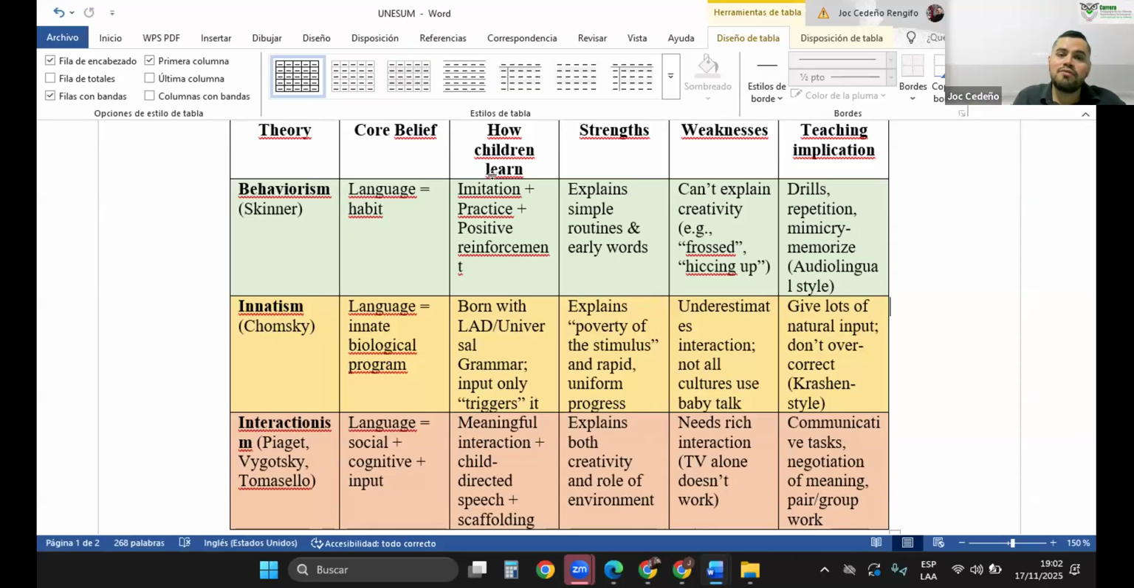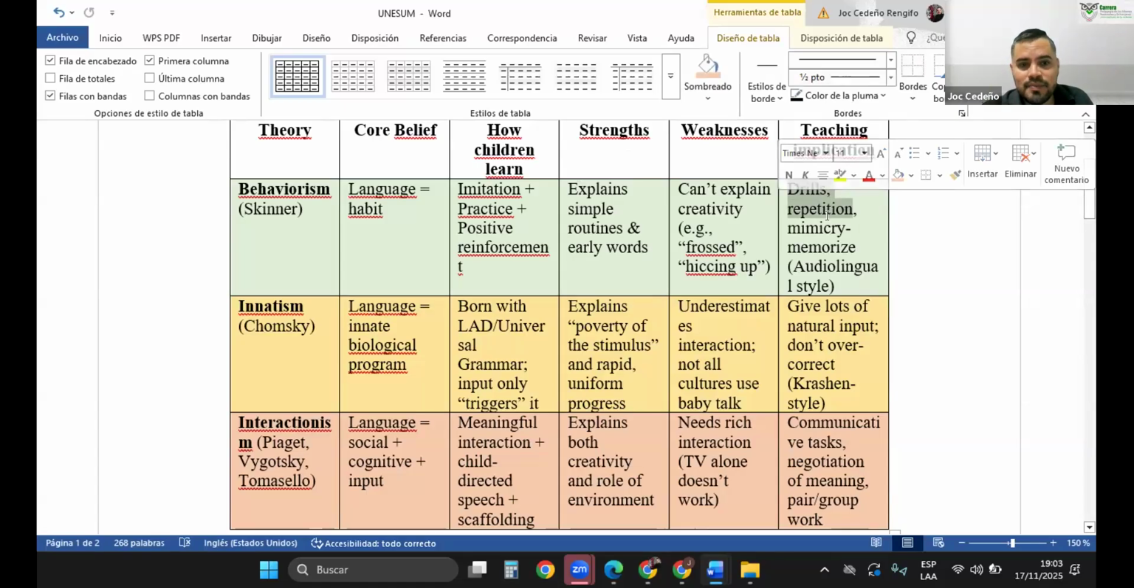So imitation and practice are the key, and also positive reinforcement. Okay, you give constructive feedback. You say, hey, good job. You did this. Yes, very nice. What is an advantage? In behaviorism, we explain simple routines and early words. Something as a disadvantage is that you can't explain creativity, so that's something difficult. We also have that teaching implications, drills and repetition, as Evelyn says. Repetition, mimicry, memorize, audiolingual style.